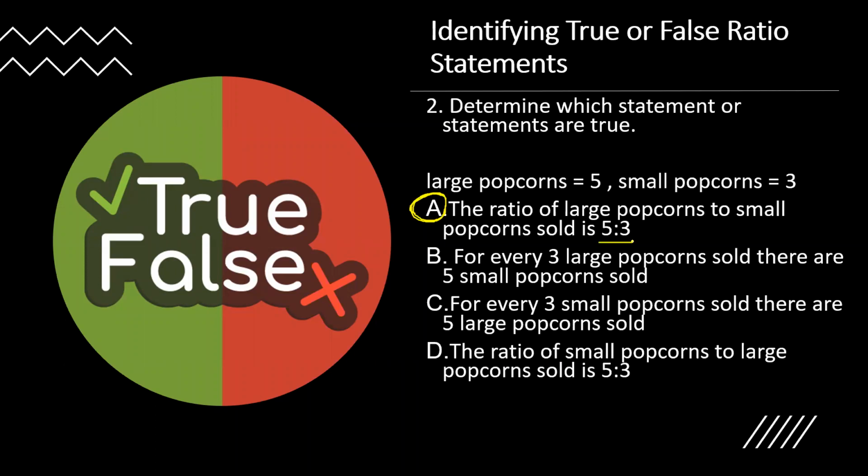It's a little tricky. Yeah, D is not right because it says the ratio of small popcorns to large. The ratio of small popcorns to large is not 3 to 5. Yeah, so be careful. So the only one is A, like Gabrielle said.